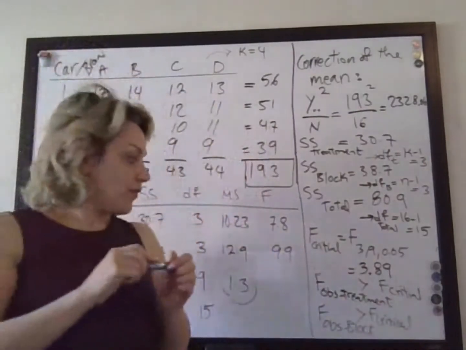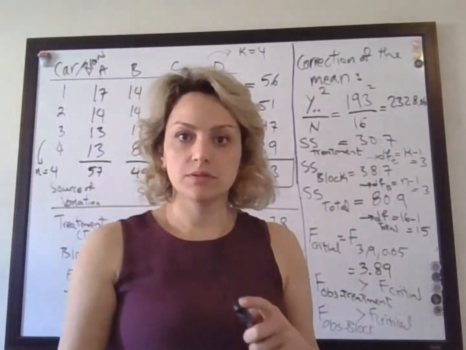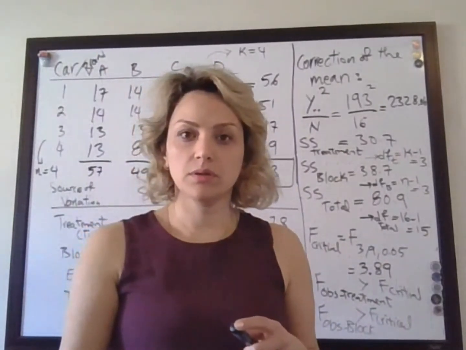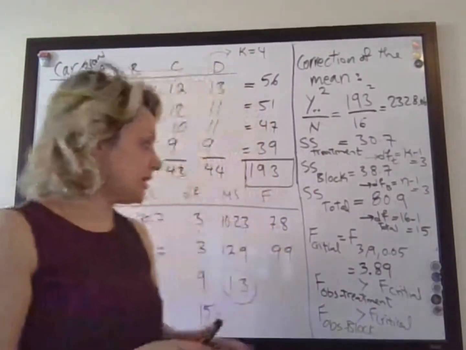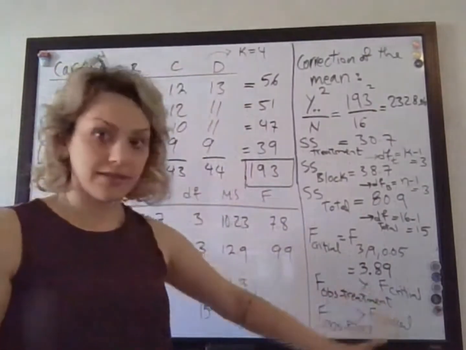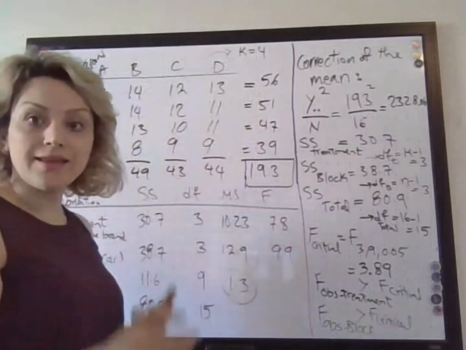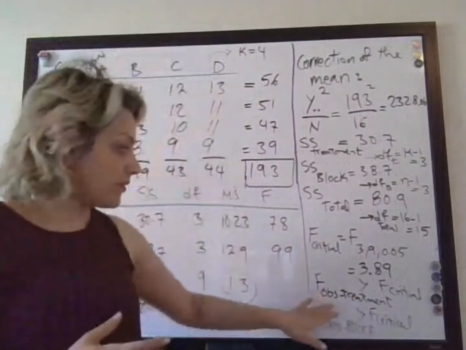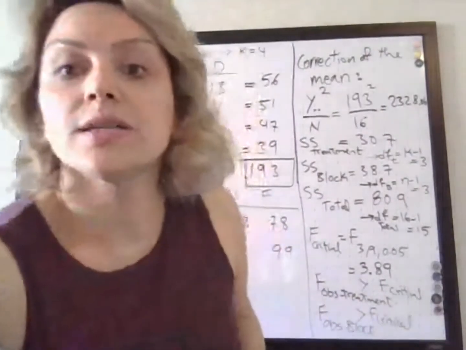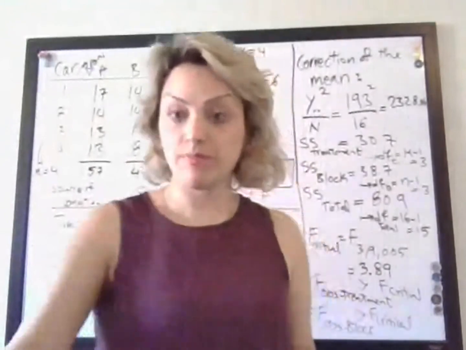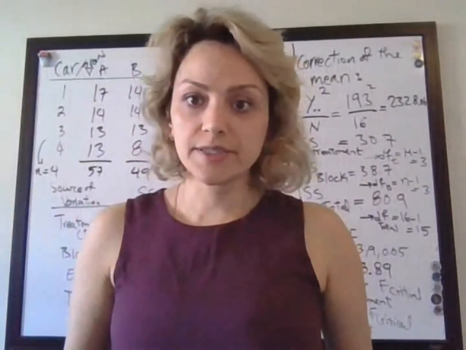So what does it mean when we say that? When we find out the F observed of the treatment is greater than F critical, it means that we need to consider this treatment. It has a significant effect. And when F observed of the block is greater than F critical, it means that we need to consider the effect of the block. So I'm going to go back to the lectures.